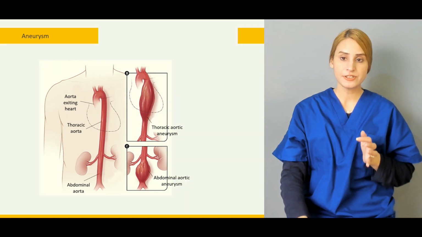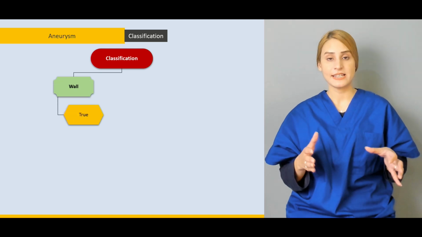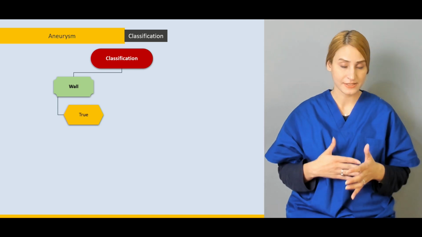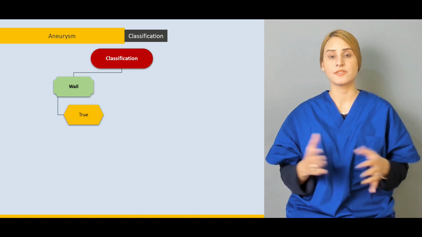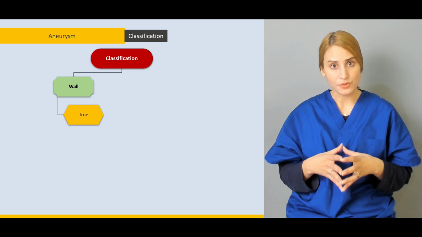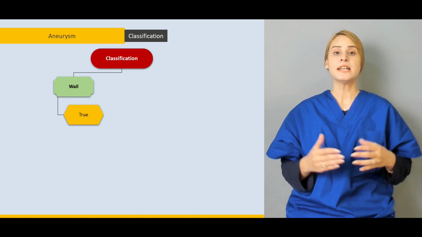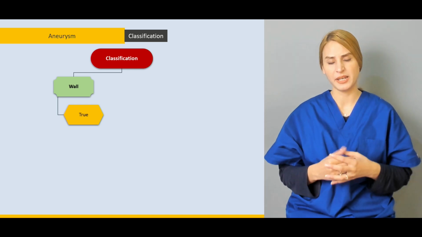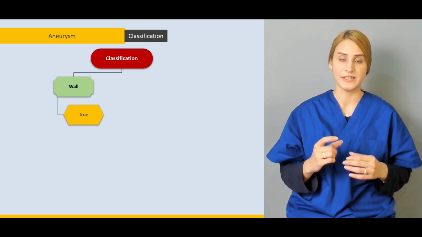If you look at the classification, we divide it into three big categories. One is the differentiation on the basis of the wall. If there's a true wall, this is a true aneurysm, which consists of all the walls of the artery. We all know that arteries are composed of three layers: the intima, media, and adventitia. The innermost layer is the intima, which consists of endothelium and the basement membrane. This endothelium and basement membrane constitute the inner layer of the vessel, called the intima.